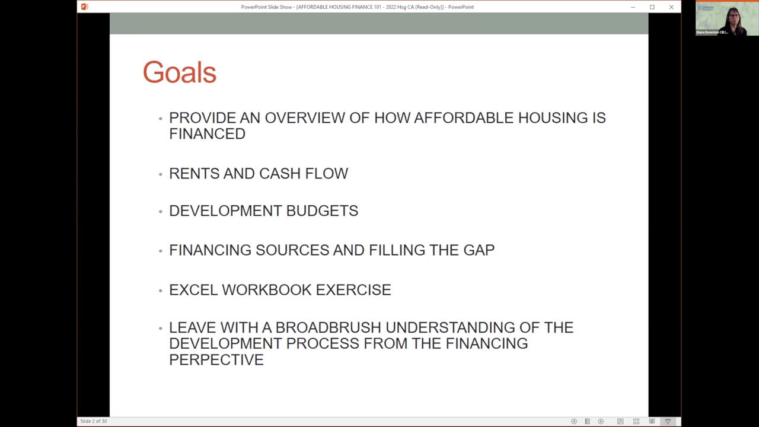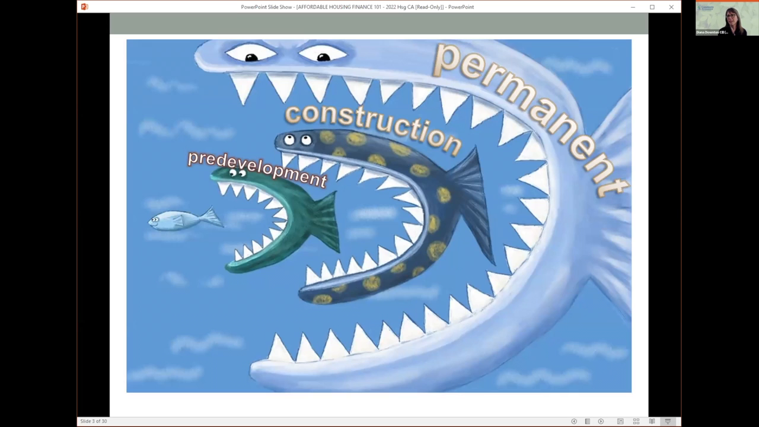So here's just a little graphic showing the different phases of the financing. So you have your pre-development period of financing, you have your construction period of financing, and you have your permanent period of financing.